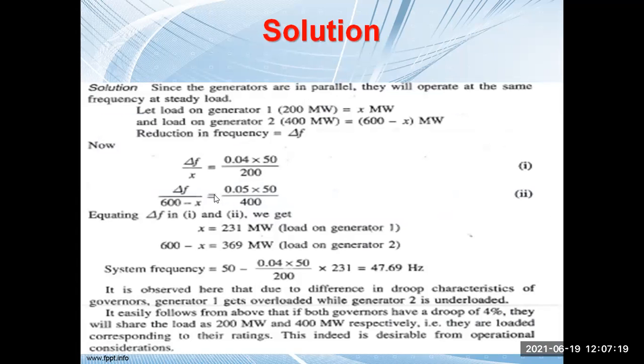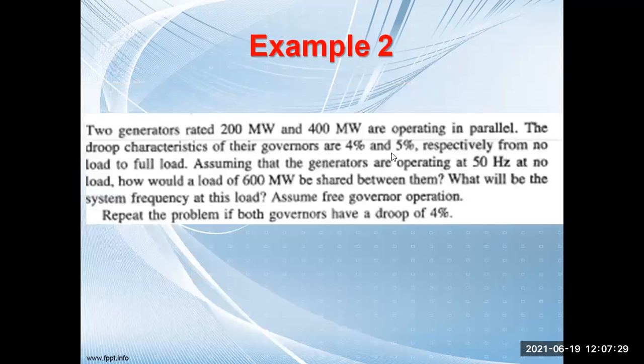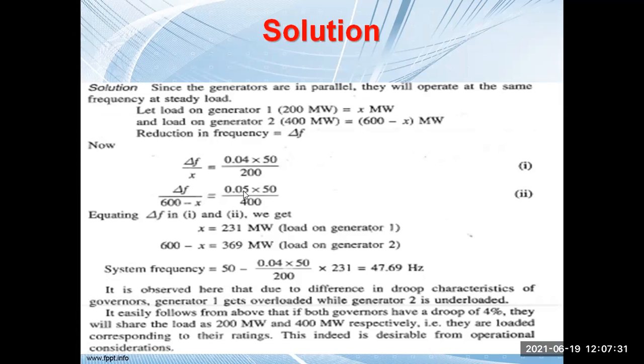Similarly, for the second generator, this will be delta F by 600 minus X. This is 0.05 into 50. 0.05 is the droop, it is given as 5%. So 0.05 into 50 by 400. Okay. So now if you equate these two, then you will get the value of X. So please do this calculation.